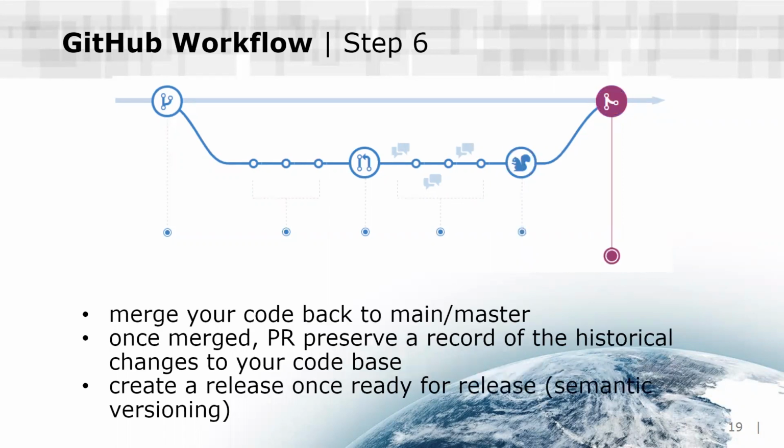So the final step is merging back into main or master. Once merged, the pull request keeps a record of all that discussion, the fixes, everything there. And this is the point where we'd create a release and increment whether it's a patch, a minor, or a major revision.